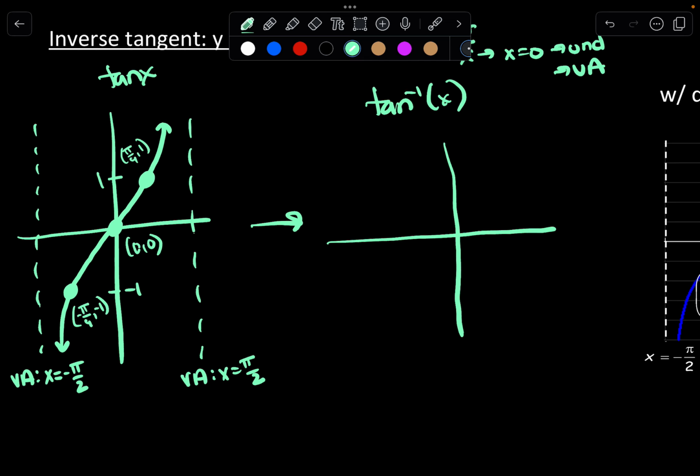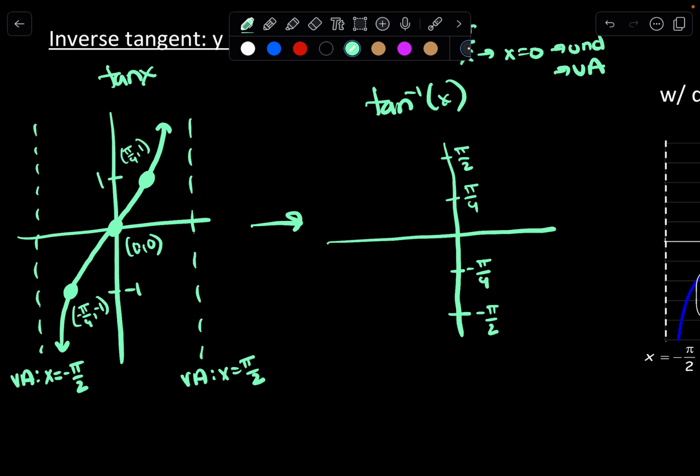So my horizontal axis for my non-inverse trig expression had negative pi over 2, negative pi over 4, pi over 4, and then pi over 2. So those are going to be switched to my vertical axis. So below, I will have negative pi over 2. The next value is negative pi over 4, and then 0, and then pi over 4, and then pi over 2.